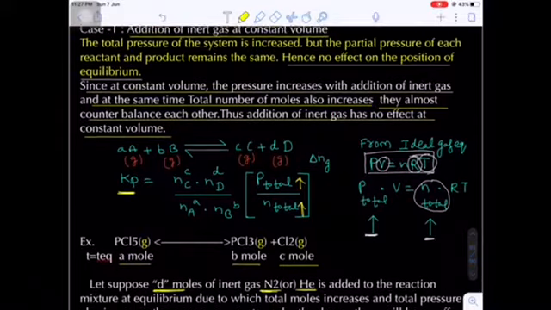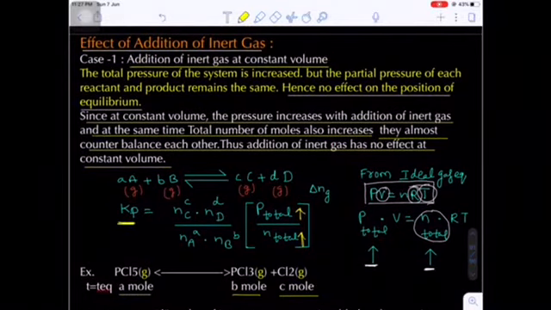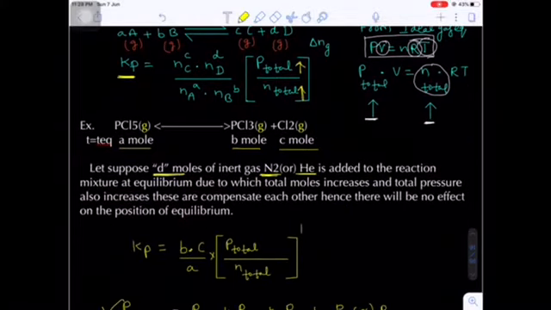Once again I am telling, addition of noble gases at constant volume, there will be no effect on the position of the equilibrium, because when we add the noble gases at constant volume, the volume is constant. If we increase the number of moles, pressure has to increase. Total pressure increases, but the partial pressure of the component gases will remain the same. That's why there is no change in the Kp value in the expression. That's why the equilibrium is not disturbed. Are you getting my point?